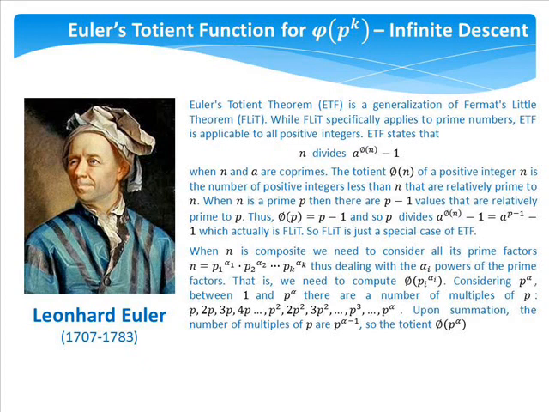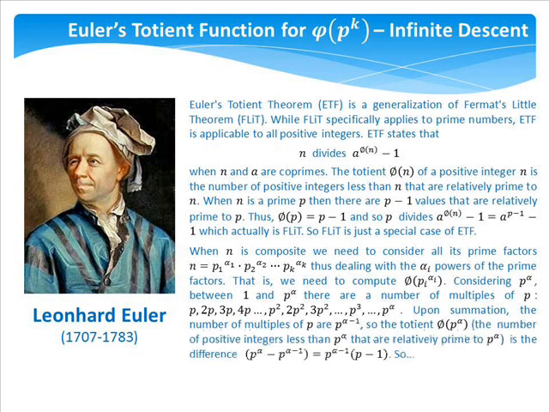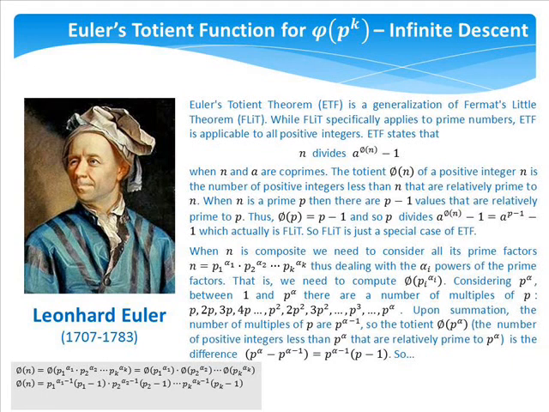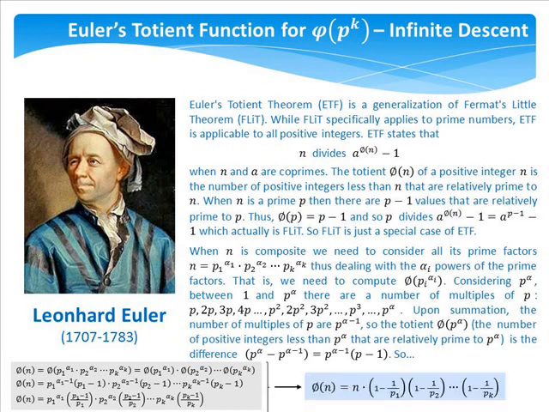Upon summation, the number of multiples of p is p raised to alpha minus 1. So the totient of p raised to alpha is the difference p raised to alpha minus p raised to alpha minus 1, which is equal to p raised to alpha minus 1 times p minus 1. So, following those few steps, we find that the totient function of n equals n times 1 minus 1 over p sub 1, times 1 minus 1 over p sub 2, times etc.